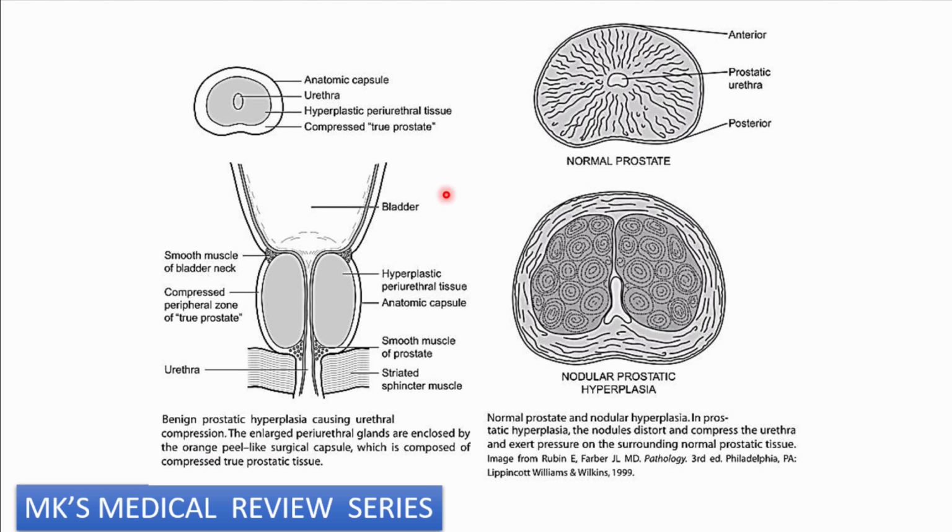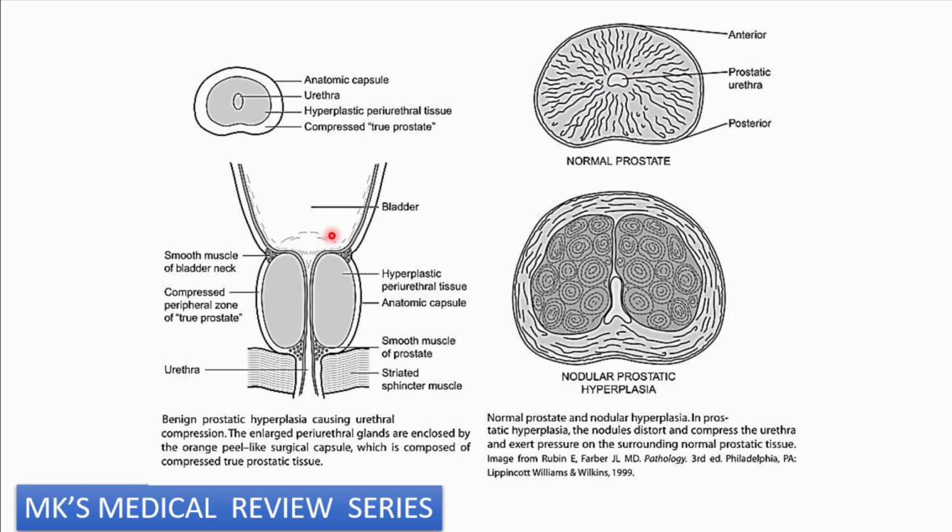Here is an image to explain everything I have been talking about. So on the above image, you can see the anatomical capsule surrounding the prostate. You can see the urethra right in the center. You can see the periurethral tissue, which is the transitional zone, and of course the compressed true prostate, which is pretty much the posterior lobe. So here you have the anterior aspect, you have the posterior aspect, and you have the prostatic urethra over there.